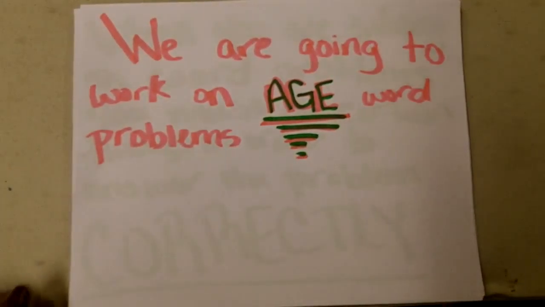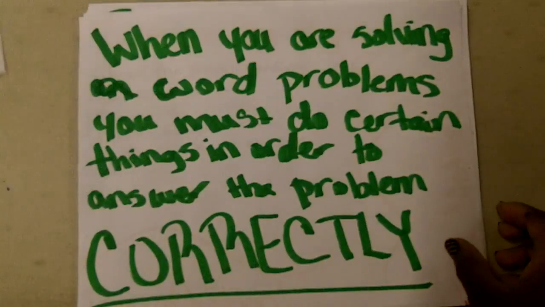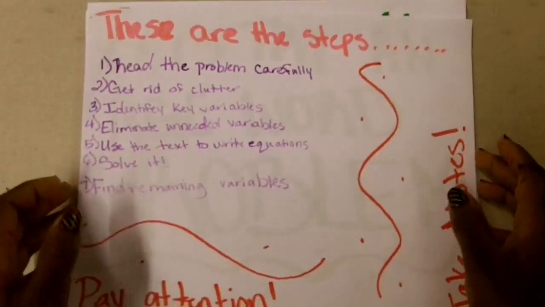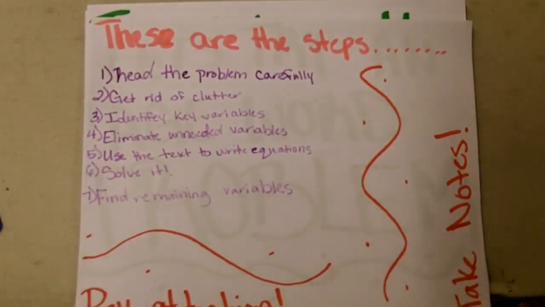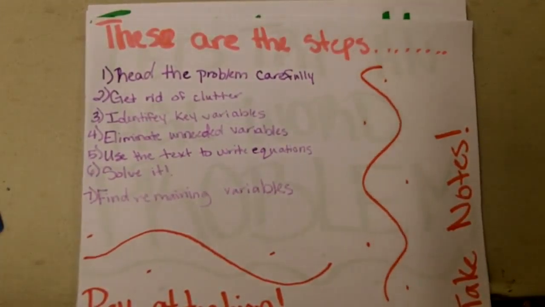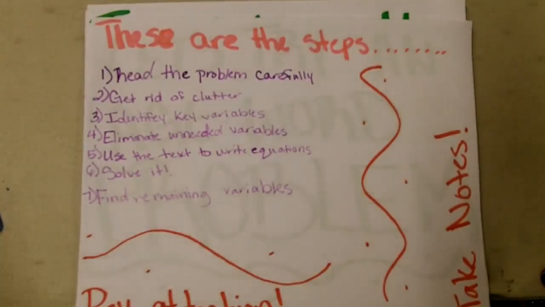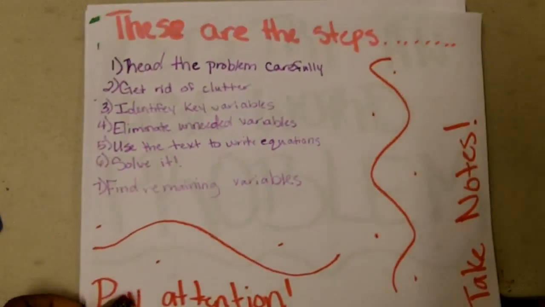We are going to work on age word problems. When you are solving a word problem, you must do certain things in order to answer the problem correctly. These are the steps. Read the problem carefully, get rid of clutter, identify key variables, eliminate unneeded variables, use the text to write equations, solve it, find remaining variables.